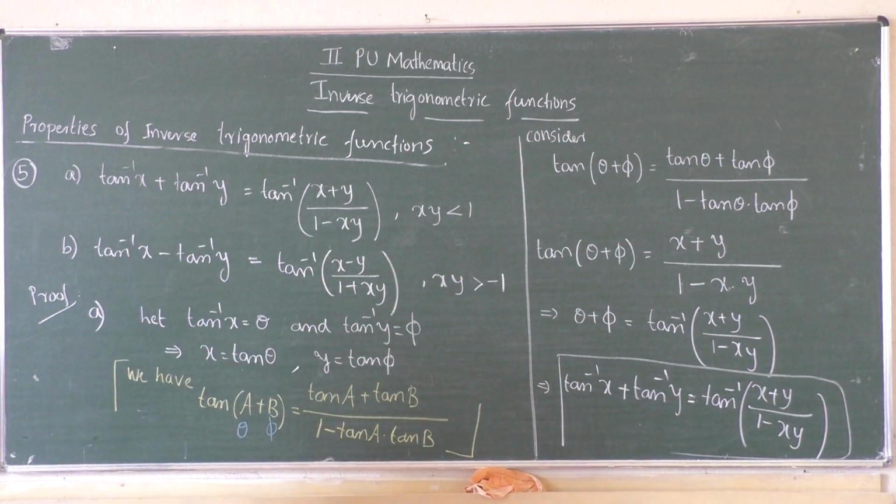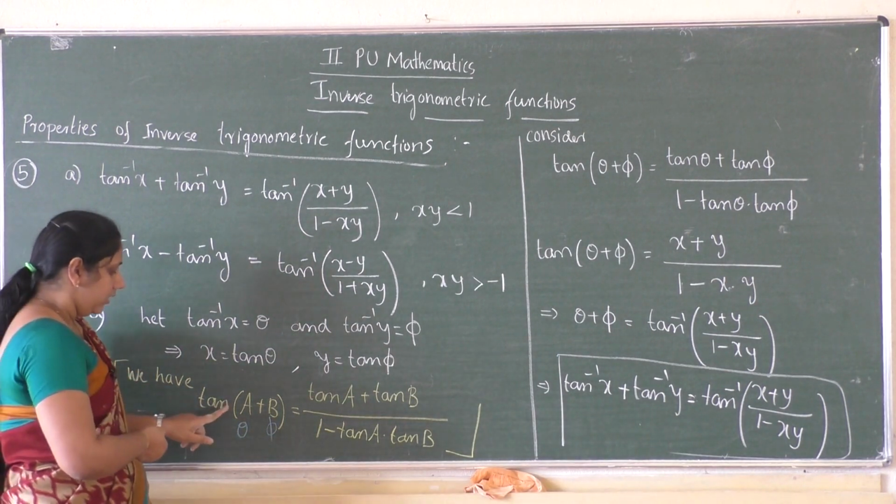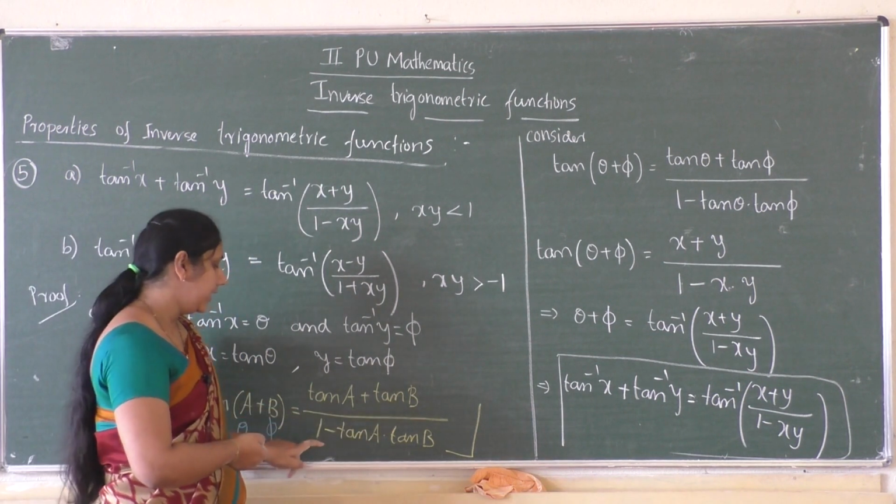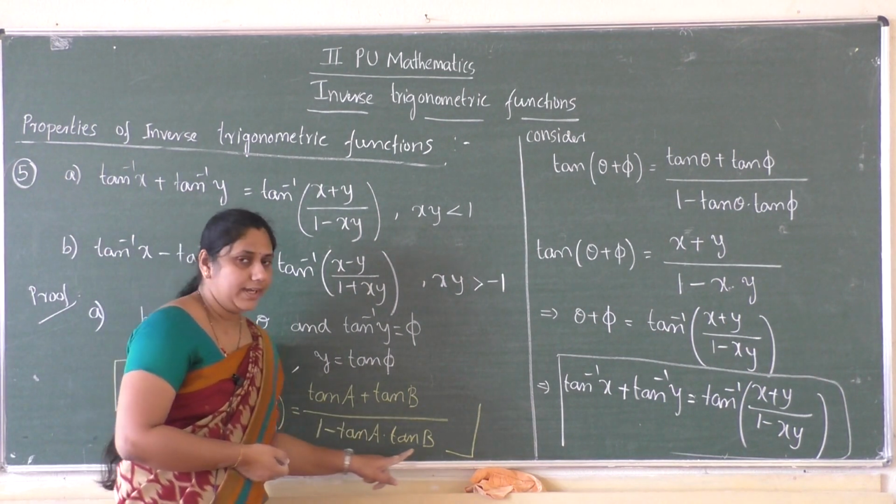So important formula. Regarding this formula, problems may be asked for 2 or 3 marks. Tan inverse x plus tan inverse y equal to tan inverse of x plus y by 1 minus xy. We used which formula here? Tan of a plus b equal to tan a plus tan b divided by 1 minus tan a into tan b.